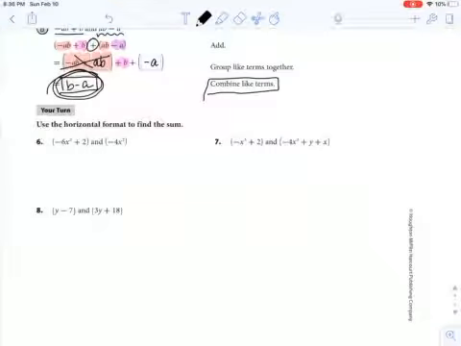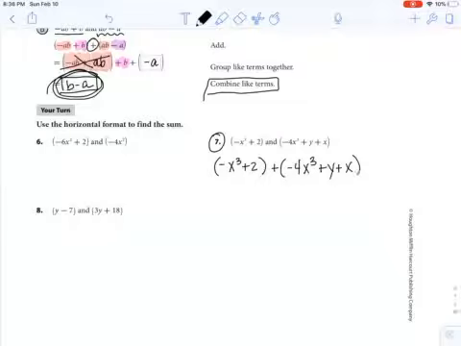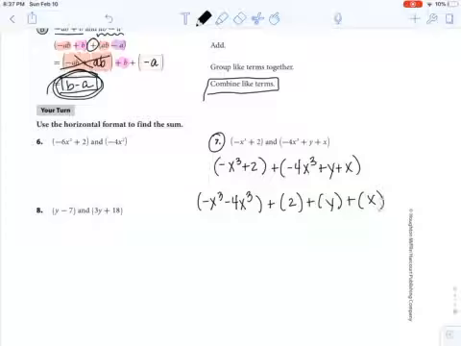Okay, let's go ahead and look at another one. And so we're going to go ahead and do number 7. So we have negative x cubed plus 2 plus negative 4x cubed plus y plus x. Okay, so if we go ahead and group these, I'm going to have a group here. So I have negative x cubed minus 4x cubed plus, I have my 2 on its own, I have a y on its own, and I have an x on its own. Because I can't combine these unless they're exactly the same.